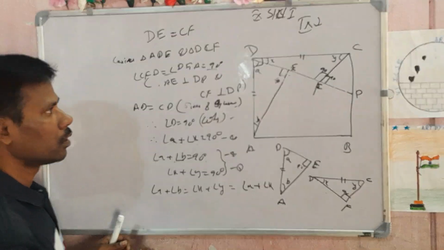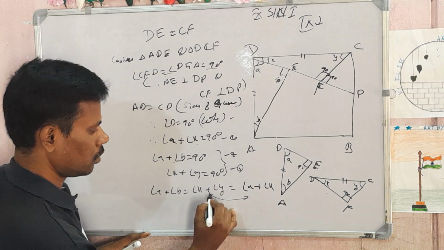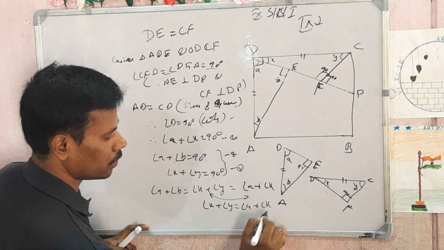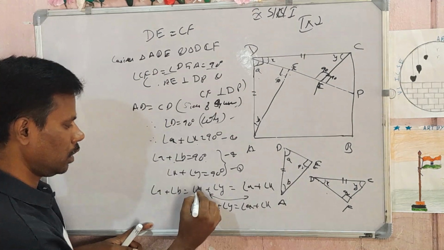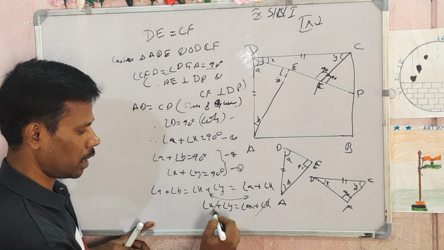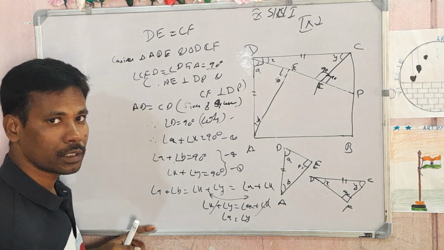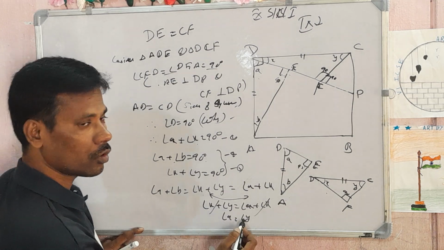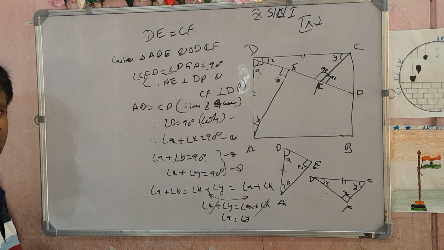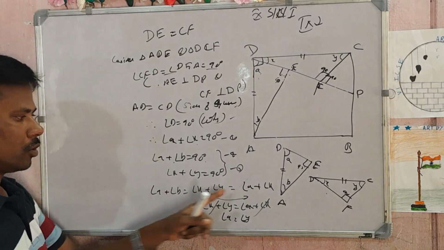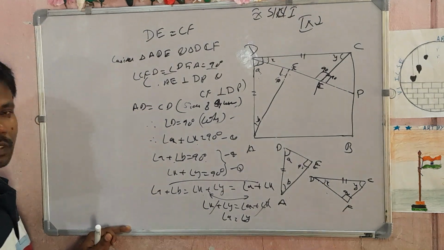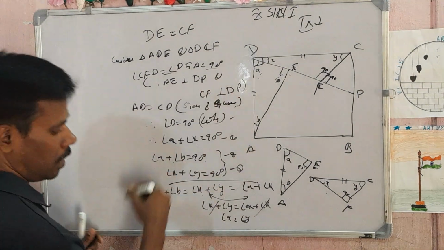So from this, just take these two conditions. Angle X plus angle Y is equal to angle A plus angle X. Equate these two. Angle X cancels. Angle A is equal to angle Y, right? Angle A is equal to angle Y. Next, and also you can equate these two. I am writing here.